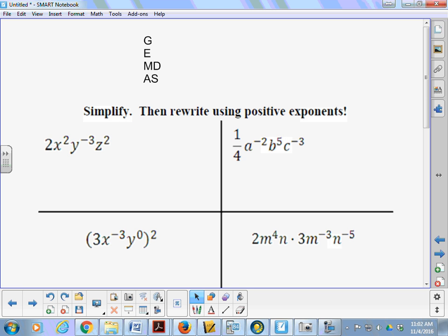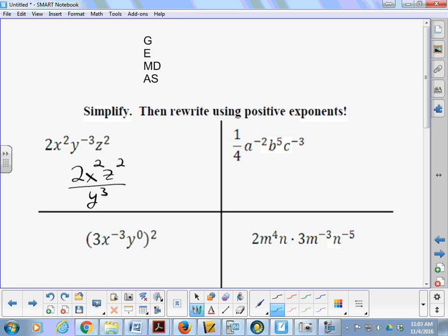So with the next one, 2x squared, y to the negative third, z to the second. So all we're looking at is which ones have negative exponents. And if they have negative exponents, we're going to move them to the denominator. And we're also looking for simplifying. So in this one, it's really nice. They just give us 2, an x squared, y to the negative third, z squared. So the only thing I have to change here is I have y to the negative third. So we're going to have 2x squared, z squared is still in the numerator. And the y goes to the denominator, and we change the sign to a positive 3 instead of a negative 3.